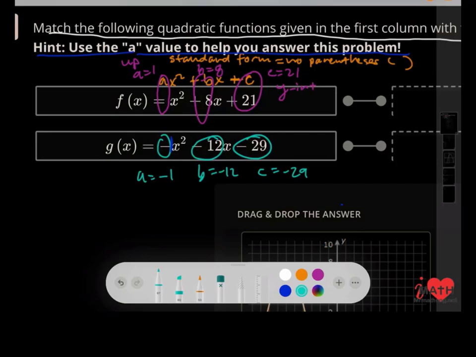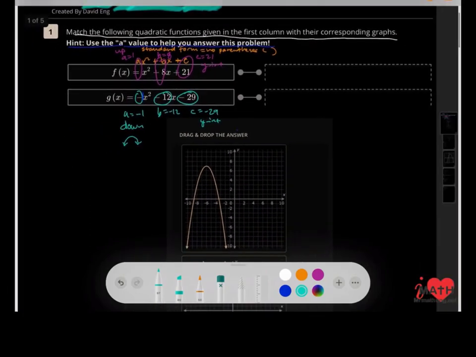Down here in blue, A equals negative 1. Remember, negative people are frowning or have sad faces. Negative people are down in life. And then negative 29 is where it crosses the y-axis. So let's go ahead and look at my graphs here. Okay, so notice my C value of negative 29 is somewhere down here, and this graph is facing down, right, down. So this is going to be the g of x graph.